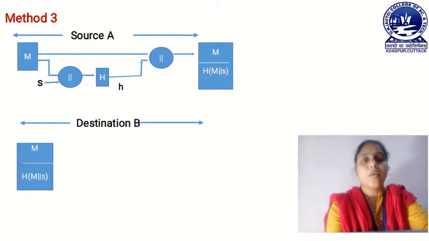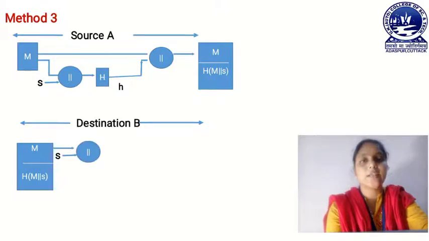Now look at here, when the destination B receives this message, first of all it takes the original message and appends the secret value, that is S, to this original message, and this S is only known to the source A and destination B.